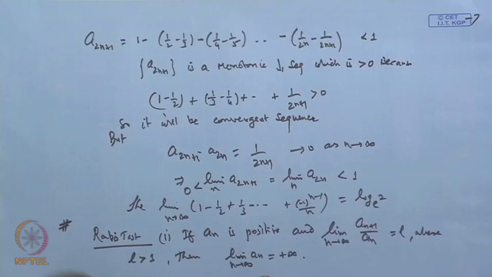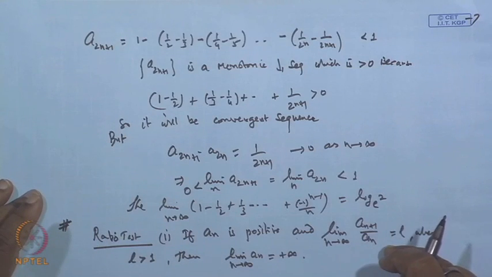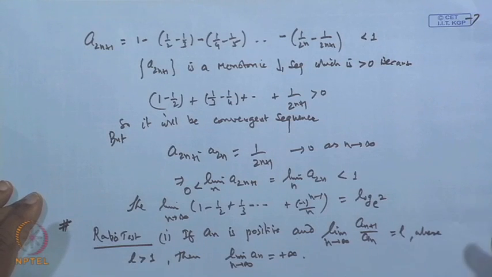So, you need not go through anything, you just find the ratio and take the limit as n is sufficiently large. If the limit comes out to be L, which is greater than 1, then it will diverge, otherwise it will converge. Okay? So, let us see the proof of this.